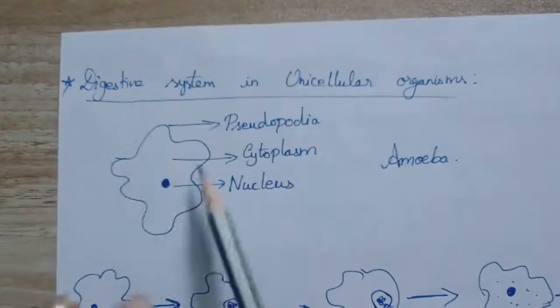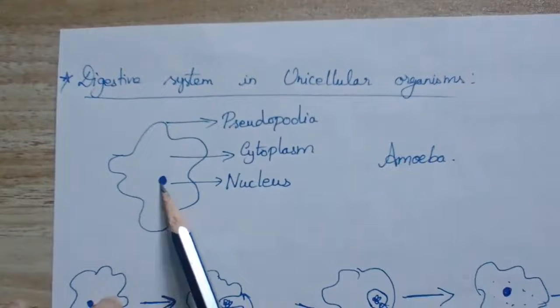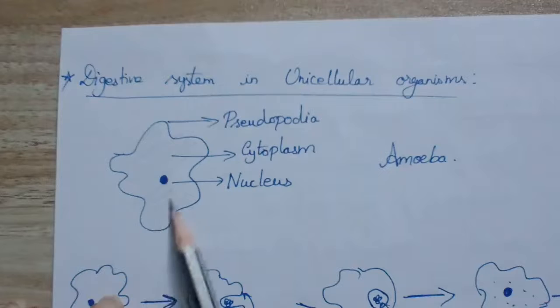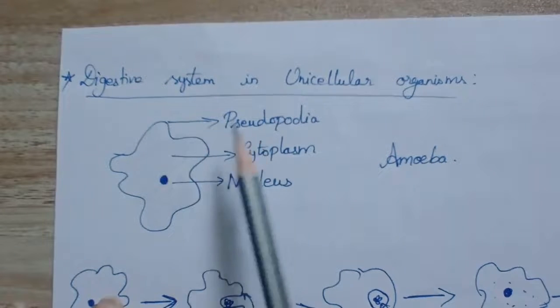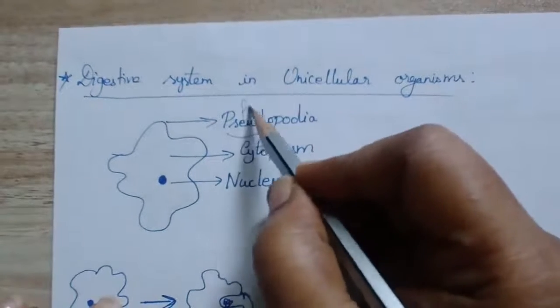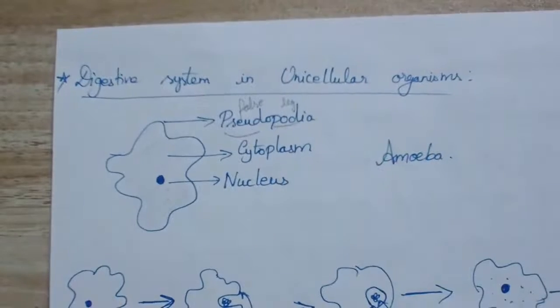So this is your amoeba. You can draw it in any shape. This is the nucleus, this jelly-like liquid material is the cytoplasm, and these are pseudopodia. What does pseudo mean? Pseudo means false, and podia means legs. False legs.